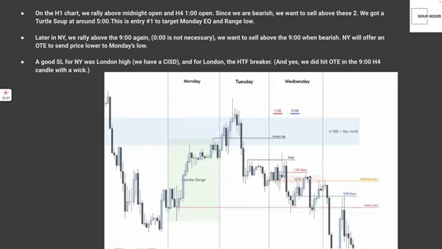OTE formed during New York session, 9 a.m. open, above 9 a.m. open, and we are bearish, tapping into the OTE, measuring from this high to this low. OTE. Turtle soup. Where's your target? The opposing end of the range. Study this.